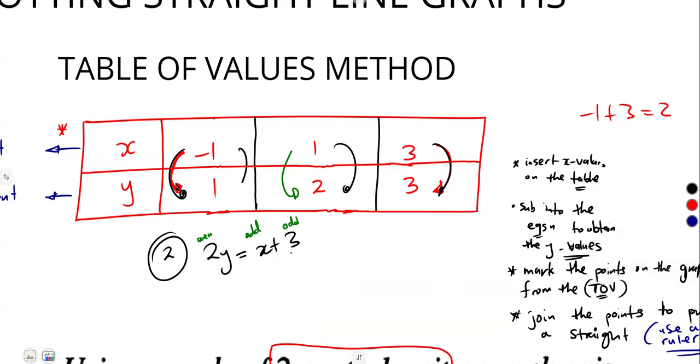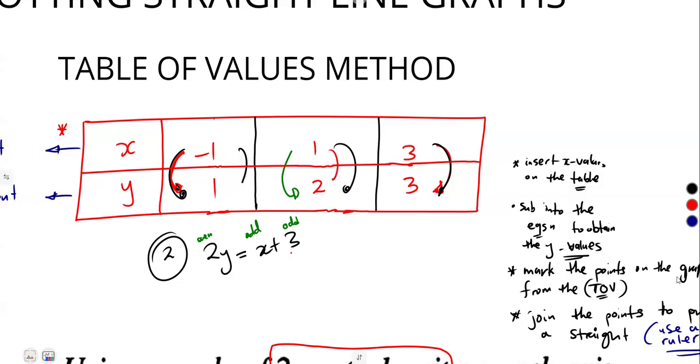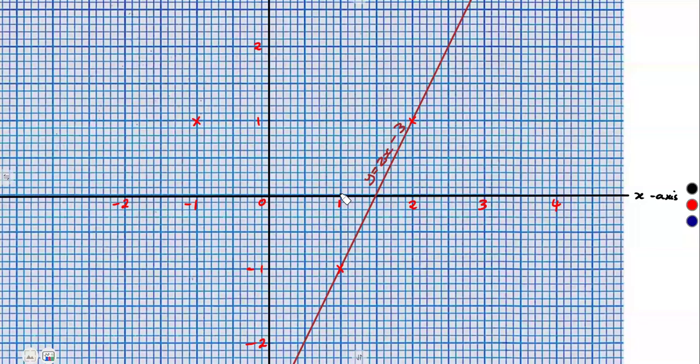So with these points, you mark them just like before. Then you draw a straight line. -1 versus 1. When x is -1, y is 1. You mark the point. Just like that. Another one, 1 versus 2. When x is 1, y is 2. That is at this point. So we're going to mark a point here.